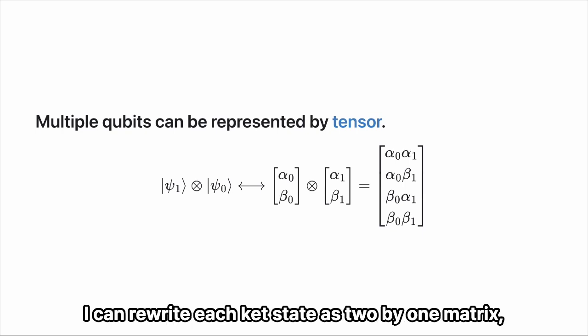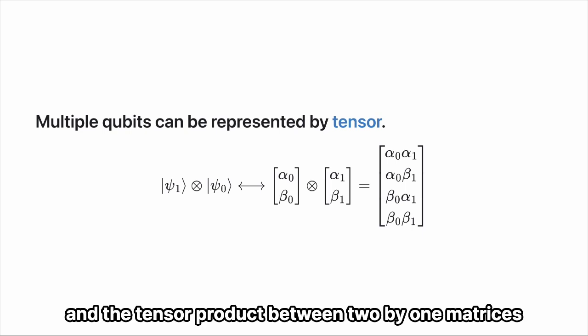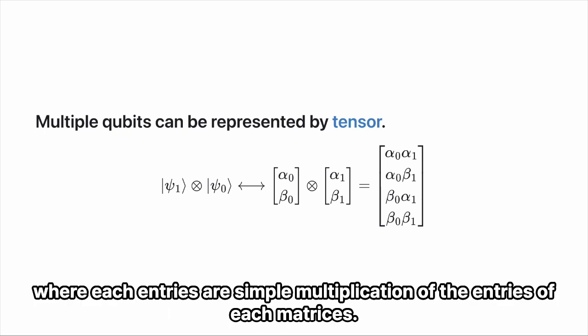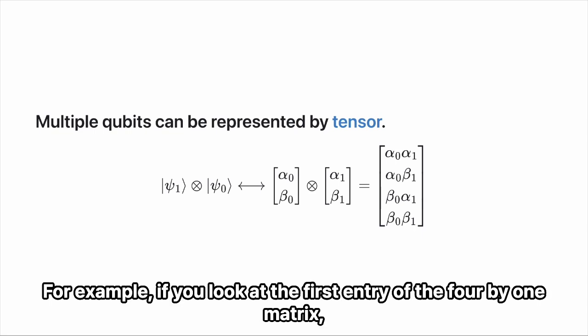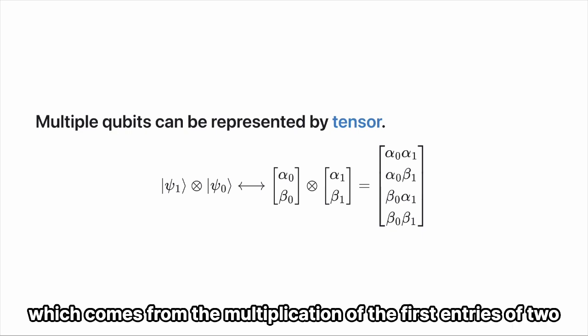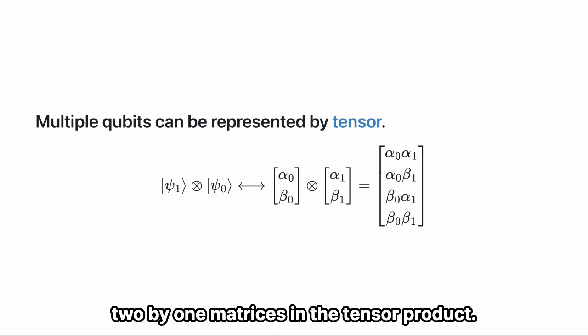I can rewrite each ket state as a 2 by 1 matrix, and the tensor product between 2 by 1 matrices becomes a 4 by 1 matrix, where each entry is a simple multiplication of the entries of each matrix. For example, the first entry of the 4 by 1 matrix is alpha 0 alpha 1, which comes from the multiplication of the first entries of the two 2 by 1 matrices in the tensor product.